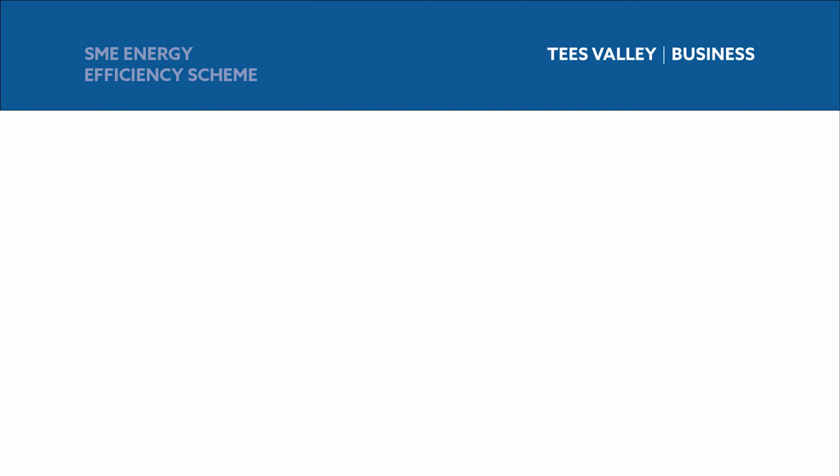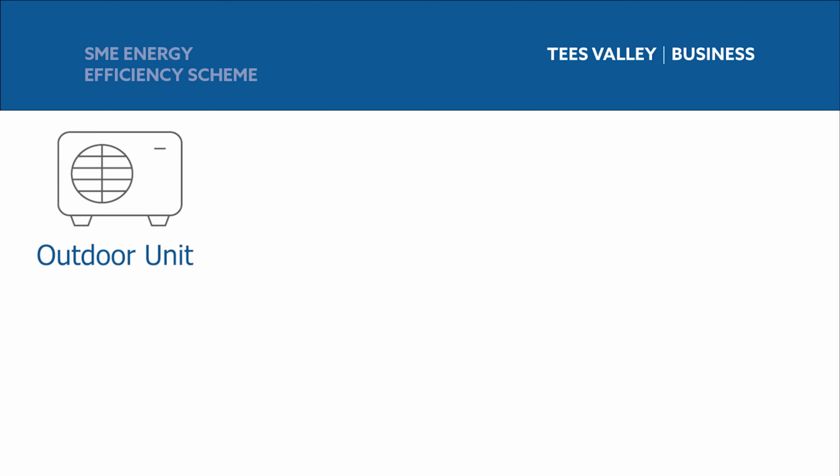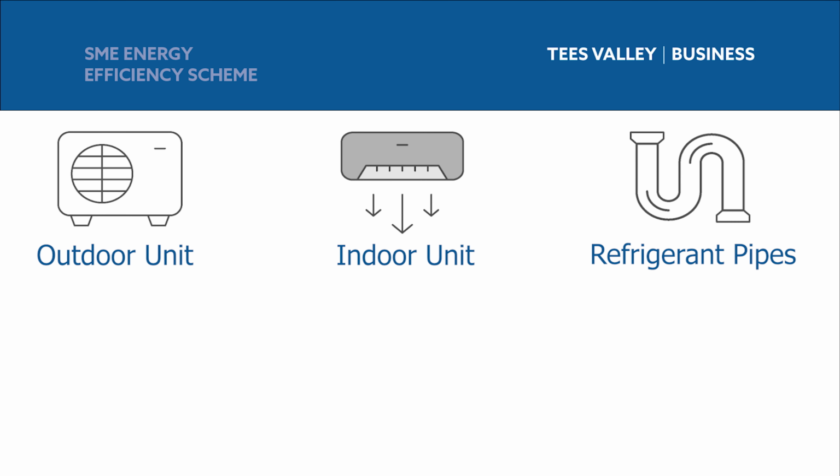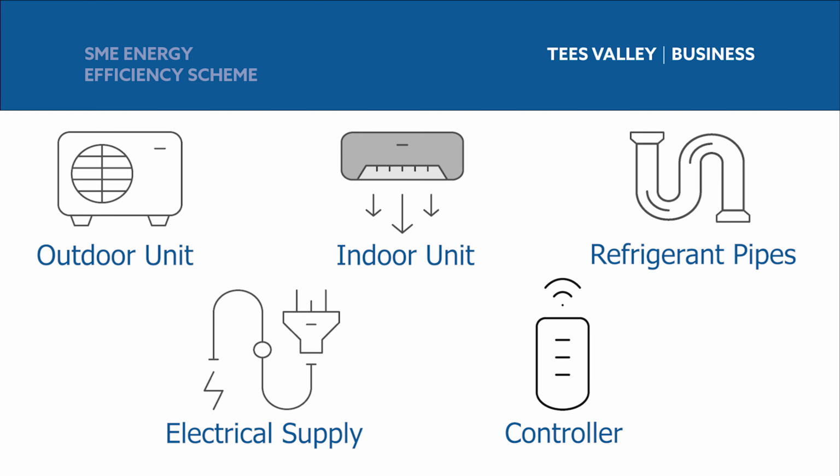So the benefit of an air-to-air heat pump is quite clear, but there are some important things to consider to make sure it's a feasible option for your building. These can include the location of equipment, system design, aesthetics, and how the space is used. To give an idea of some of these factors, here's a brief overview of the key system components and setup options. The minimum system components are an outdoor unit, an indoor unit, refrigerant pipes, an electrical supply, and a controller.